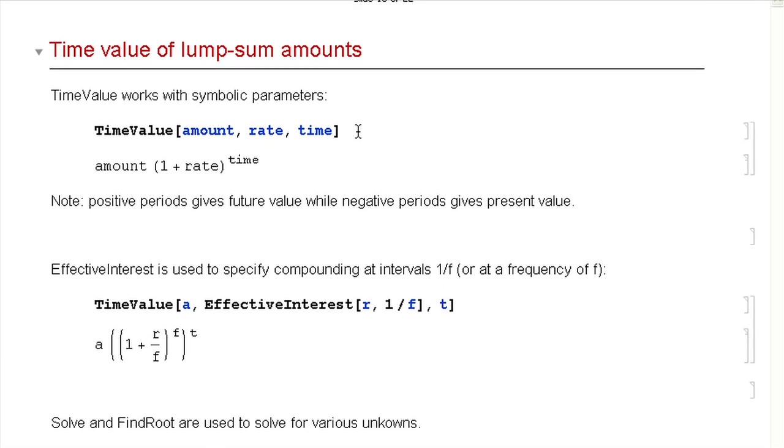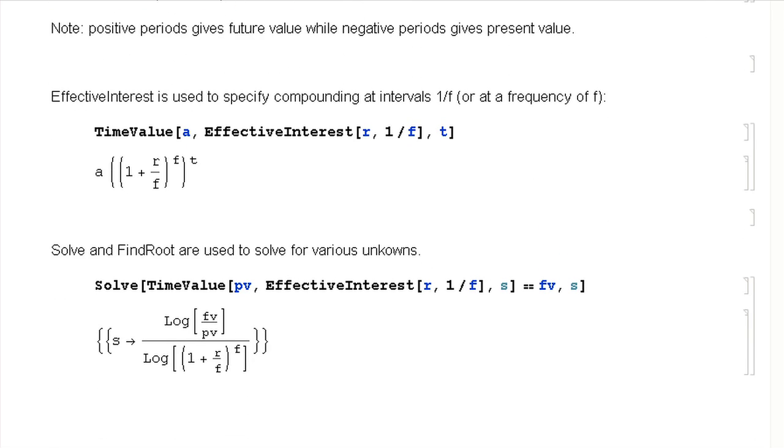If you want to take into account the effects of compound interest, you can use the EffectiveInterest function. And the EffectiveInterest function takes an interest rate and a compounding interval, which I call here 1 over f, f being a compounding frequency, as some people are used to seeing it. And so TimeValue values this in the same way, but now using a different type of compound interest, user specified.